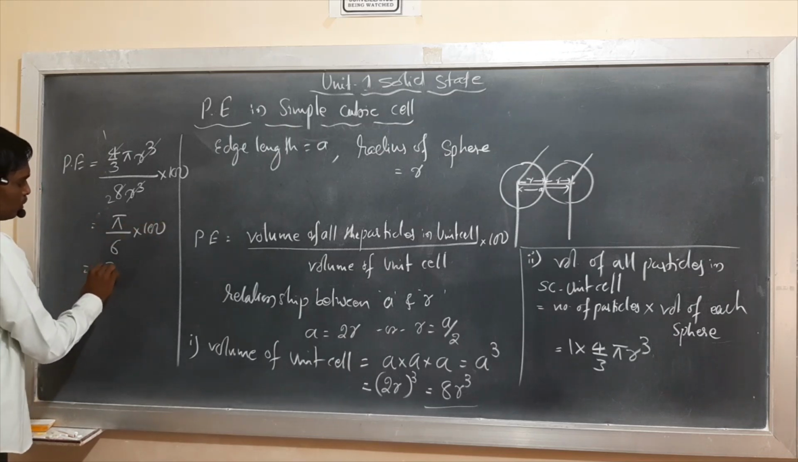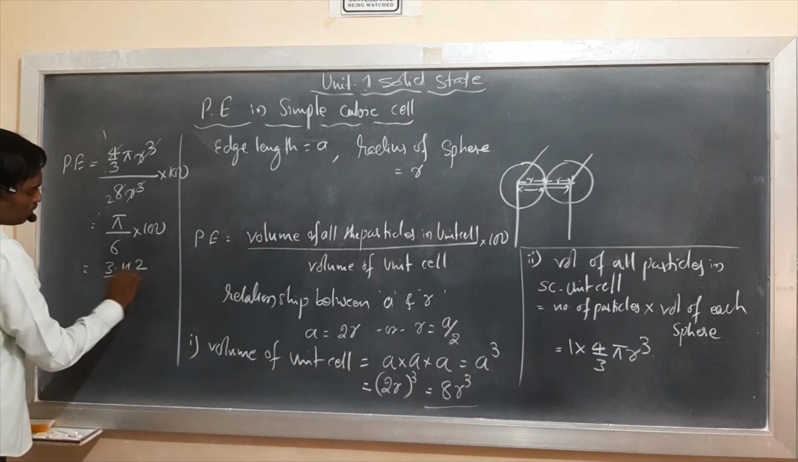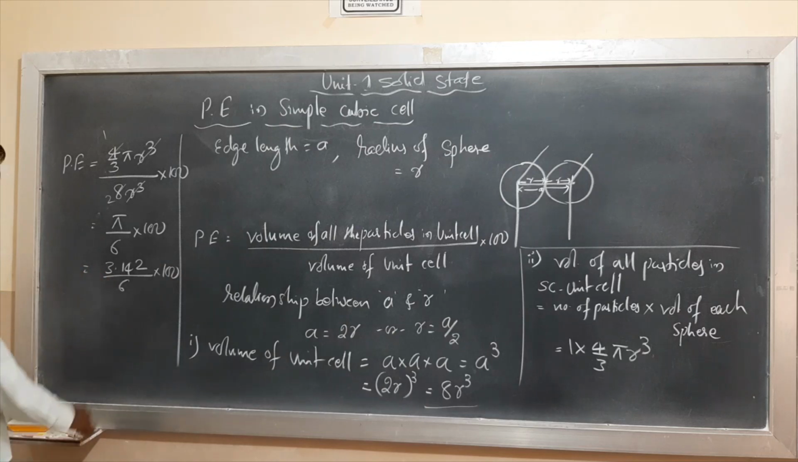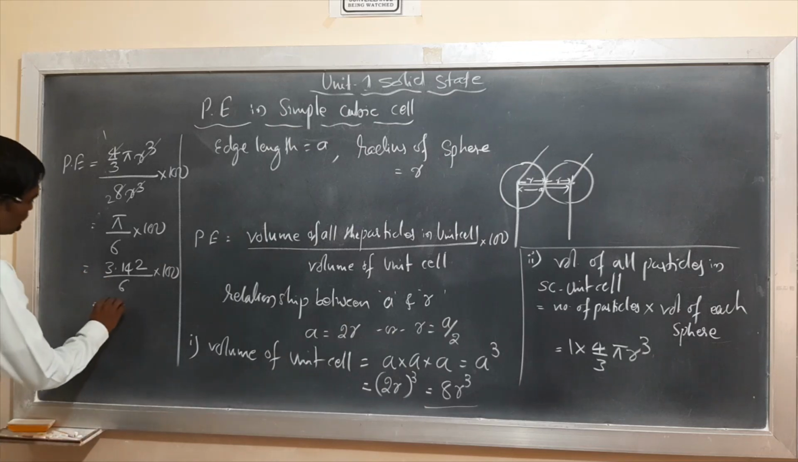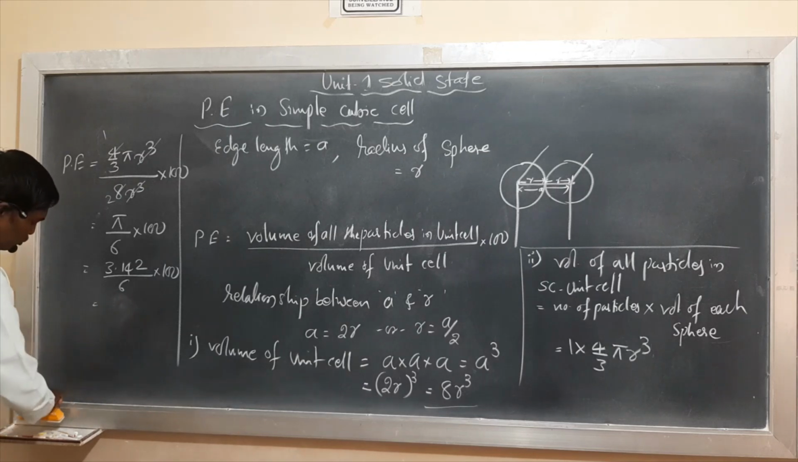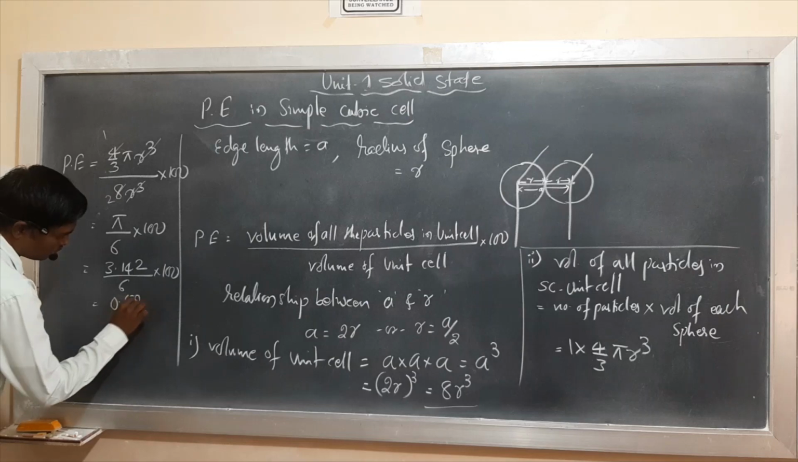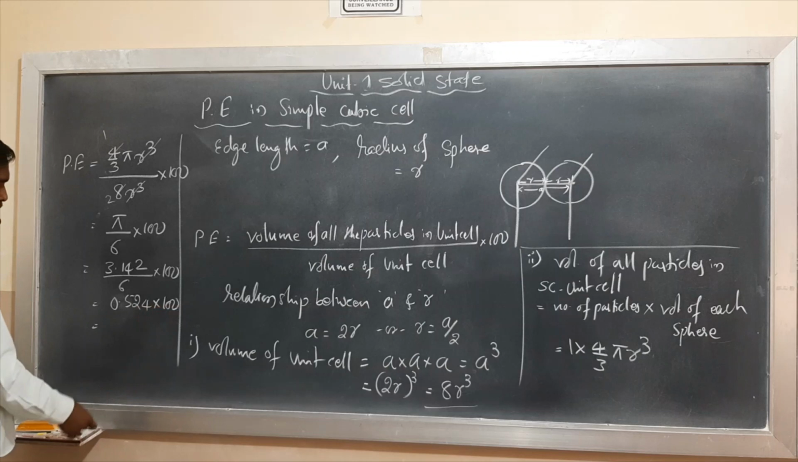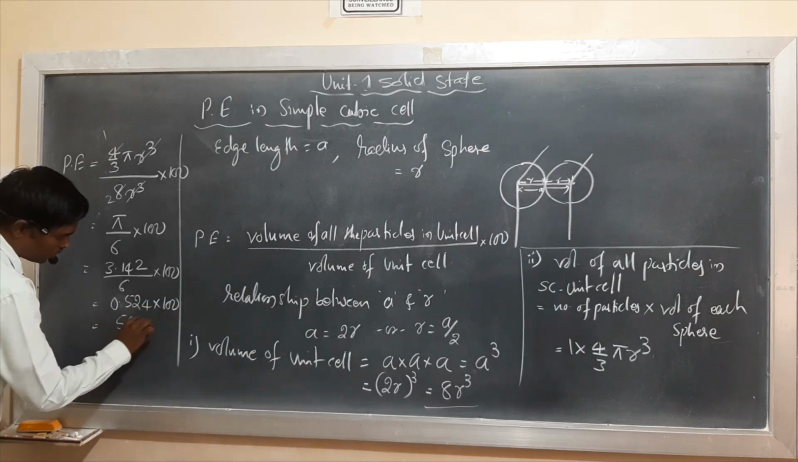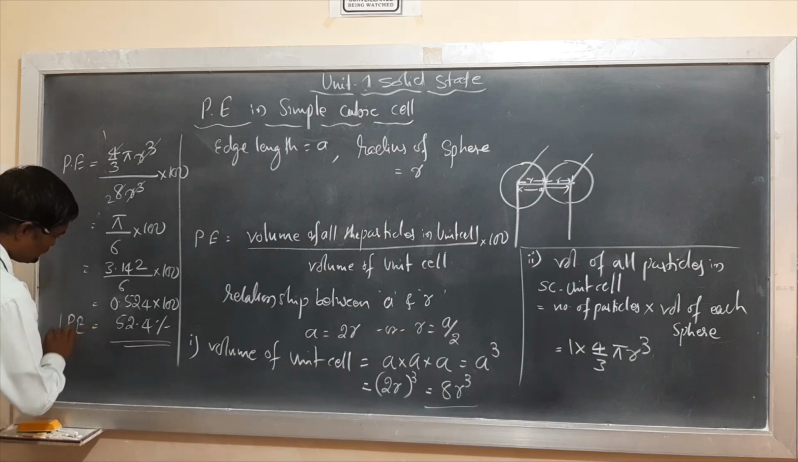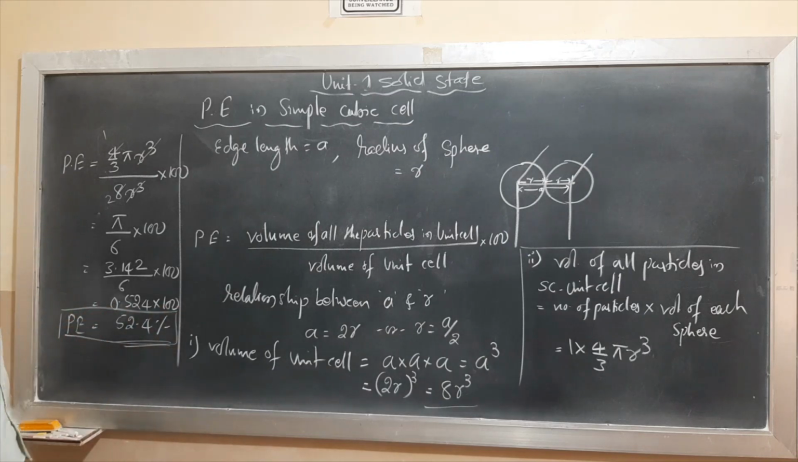So pi value we know it is 3.142 divided by 6 into 100. If we divide 3.142 divided by 6, we get 0.524 into 100. So we multiply with 100, and we get 52.4%. Okay, so 52.4% is the packing efficiency in simple cubic unit cell.